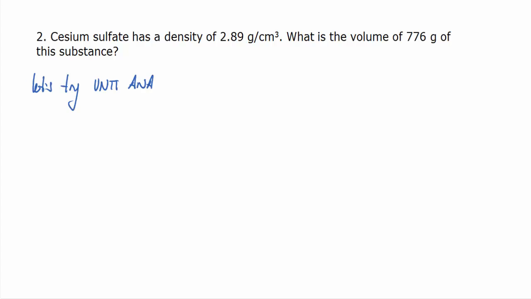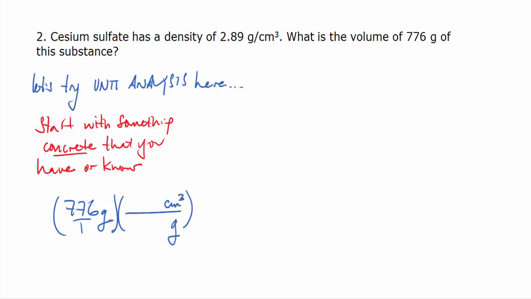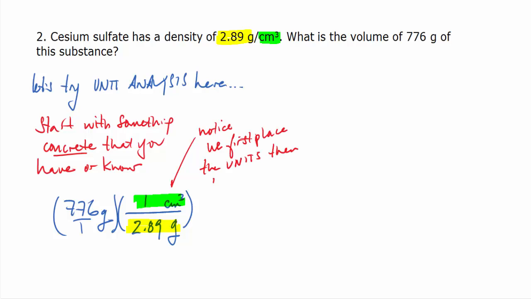Here's the cesium sulfate. Let's try unit analysis on this problem. We're given the mass of some of this stuff, we want to find its volume. So let's start with something concrete that we know, that we have. And that is this 776 grams of the substance. We don't want grams, so put them on the bottom there. 2.89 grams every 1 cubic centimeter. That's the density, this time it's upside down. Notice that we didn't have to think about that though. We just placed the units first, and then the numbers, and just let the order take care of itself.